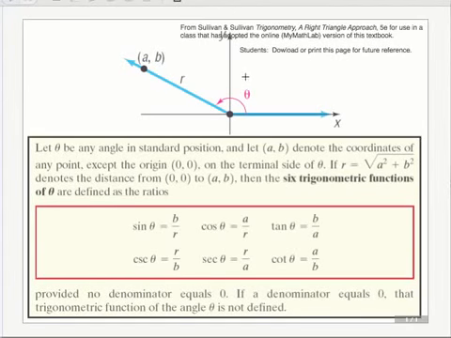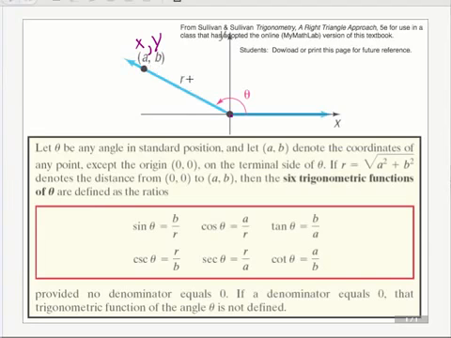We're going to look at trigonometric functions in a new light now. Let's say we have some point (a, b) that's anywhere on the coordinate plane, and then have a line going from the origin through (a, b). We can define the trig functions of this angle created between the positive x-axis and this line we're describing in terms of the x and y values and the distance between the origin and that point.